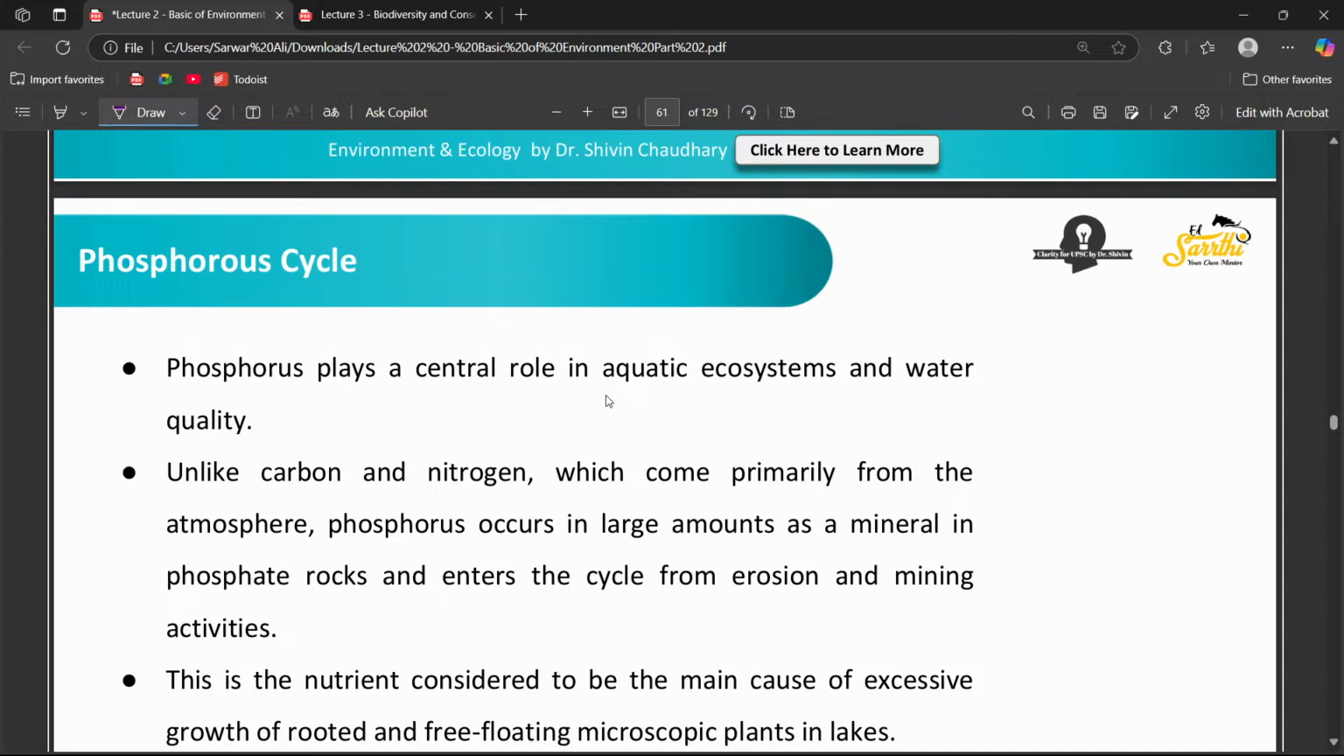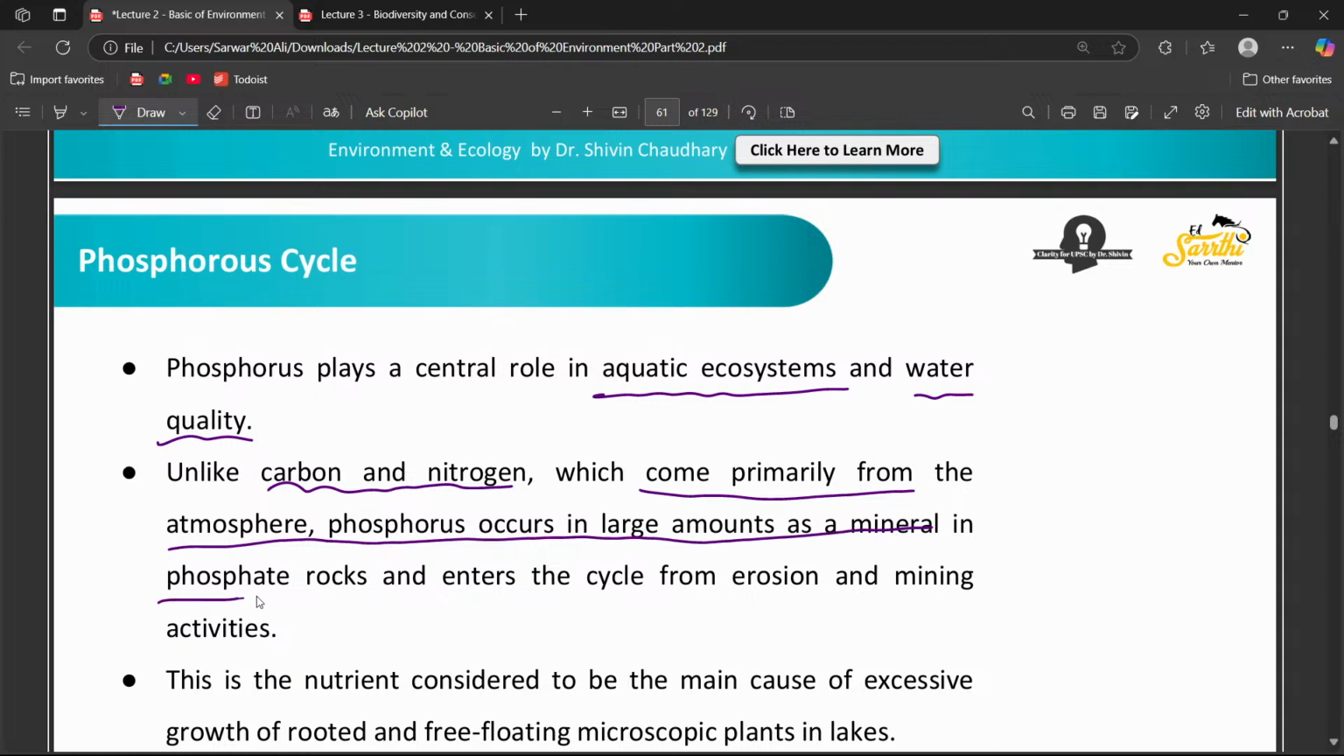Phosphorus plays a central role in aquatic ecosystems and water quality. Unlike carbon and nitrogen, which come primarily from the atmosphere, phosphorus occurs in large amounts as a mineral in phosphate rocks and enters cycles from erosion and mining activities. How does it enter the system? It is not in the atmosphere. It occurs in large amounts as minerals in phosphate rocks and enters the cycle only through erosion and mining.